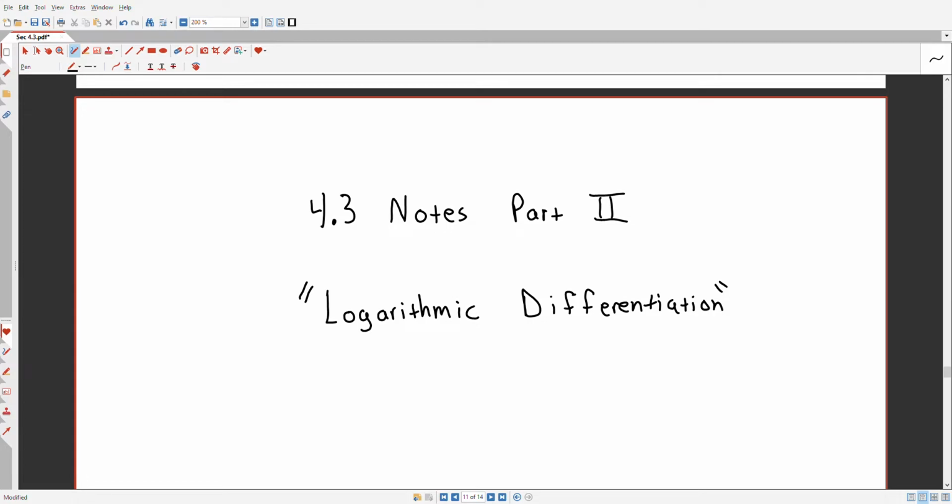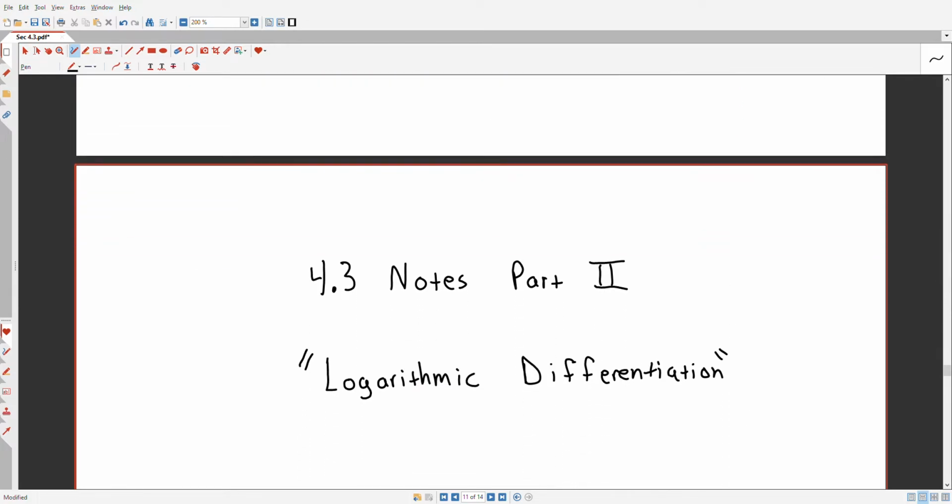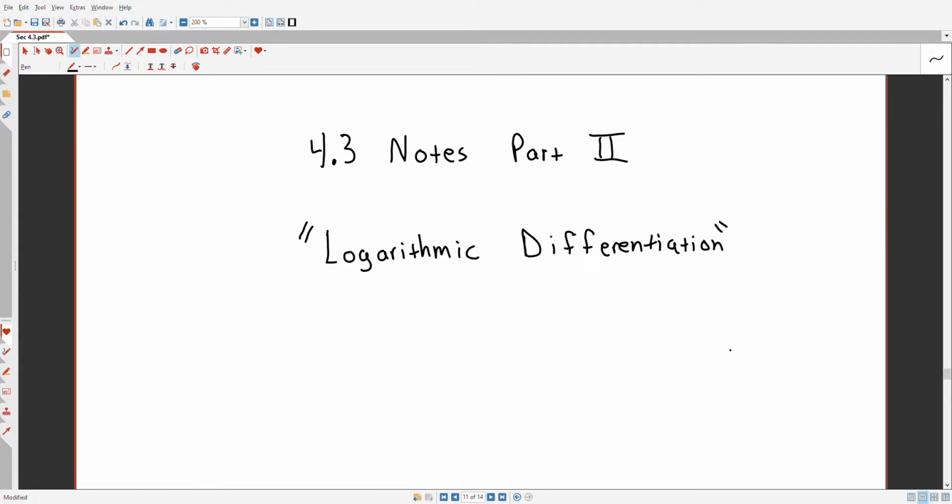Hi, and welcome to our second set of notes on logarithms and derivatives. These notes, the sequel, part 2, is all about a topic that's called logarithmic differentiation. So you'll find these, I think, starting on page 8, maybe 8 or 9, at the bottom of page 8, from our notes from 4.3.